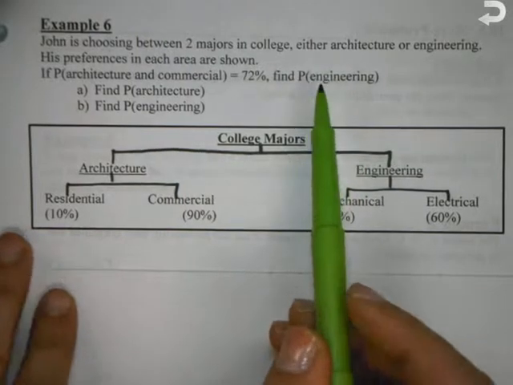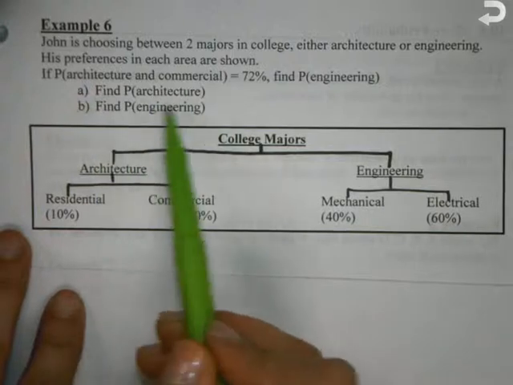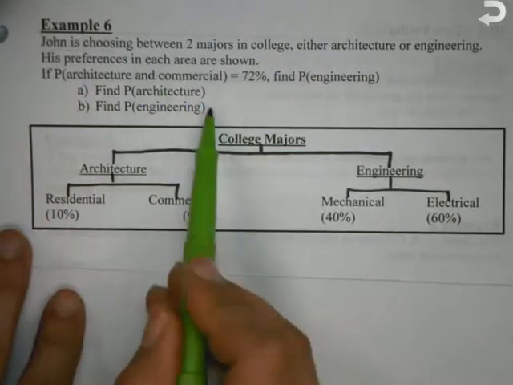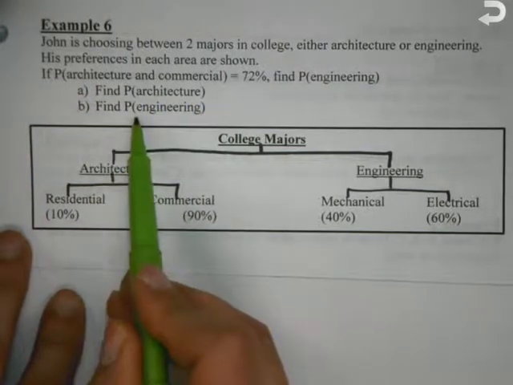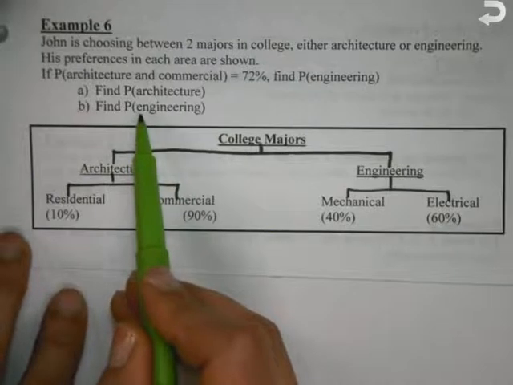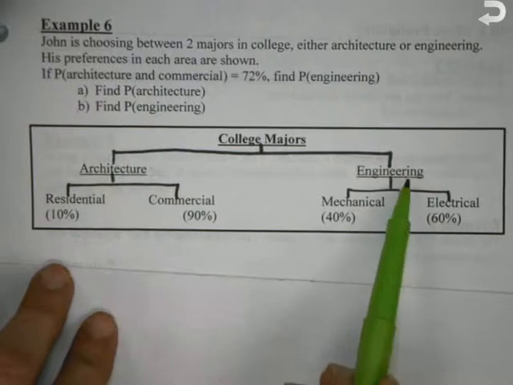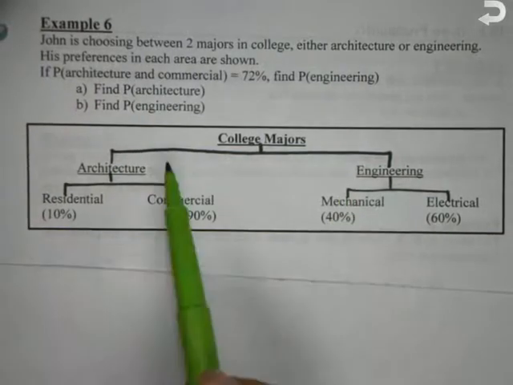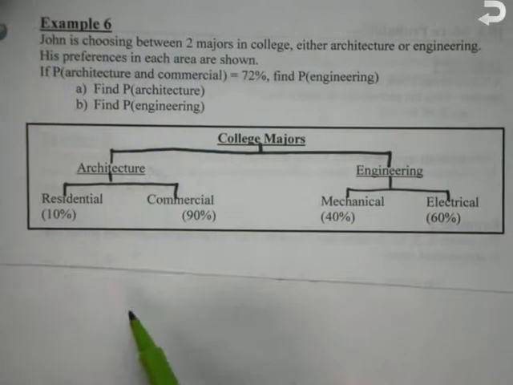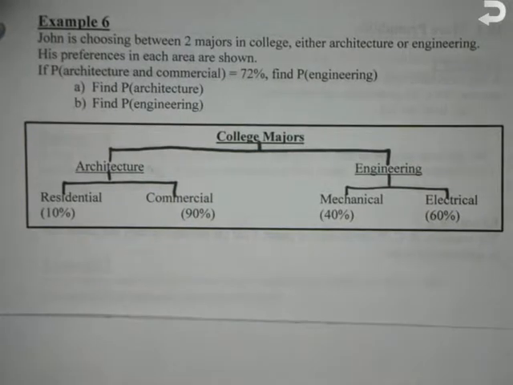Okay, so here's the chart. Make sure you draw the lines in, so that the chart should make a little bit more sense. So let's think about this. If he is going to for sure pick architecture or engineering, that means that both of them should add up to what percent? 100, right? If he's going to either pick architecture or engineering, they should both add up to 100%.